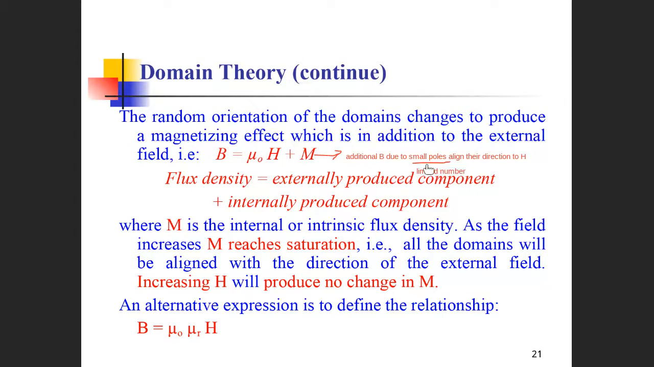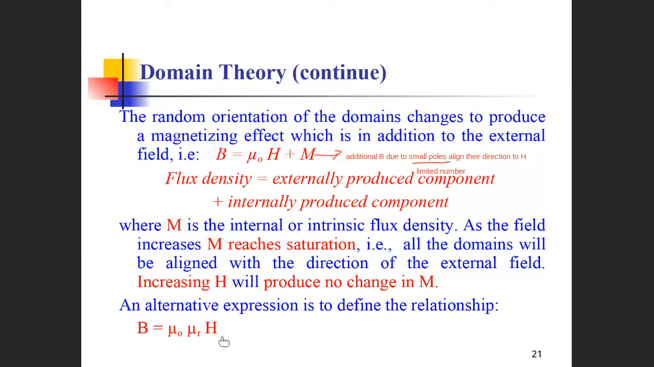Okay, but remember that the small pole number is limited, not infinite, limited. Different materials have different small pole numbers. That's domain theory. So we can finally introduce relative permeability. Because M is proportional to H, as I said, we can introduce an additional value. So we can write B equal to mu times H.